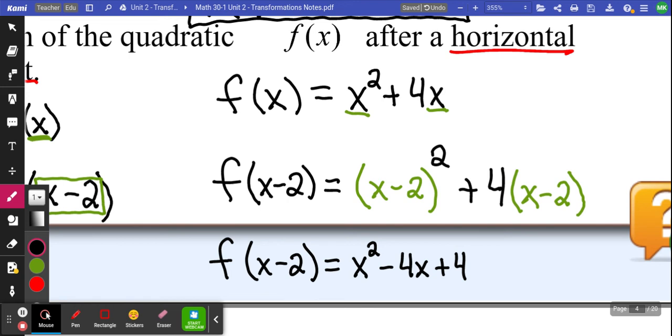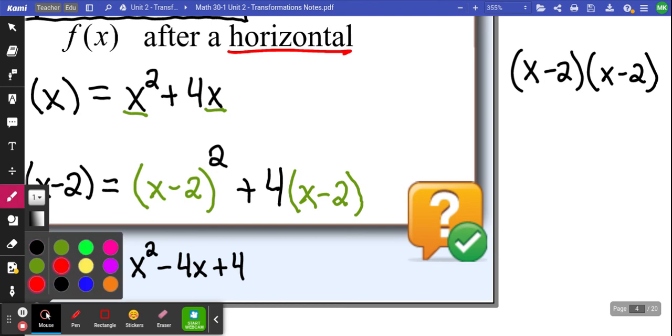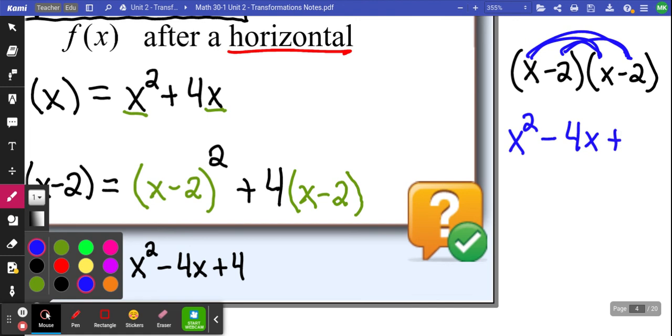You FOIL it. I see people looking at me like I'm crazy. x minus 2 squared is x minus 2 times x minus 2. So x times x, x times negative 2, negative 2 times x, negative 2 times negative 2. That's how I'm getting this. Do I look less crazy now? Okay, just needed a little visual reminder of where things are coming from.